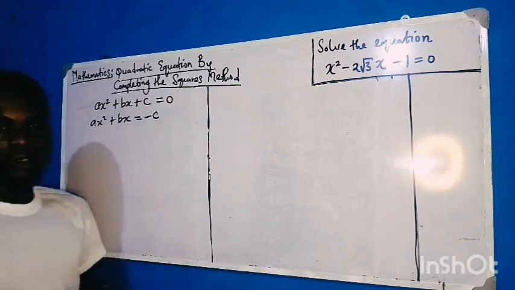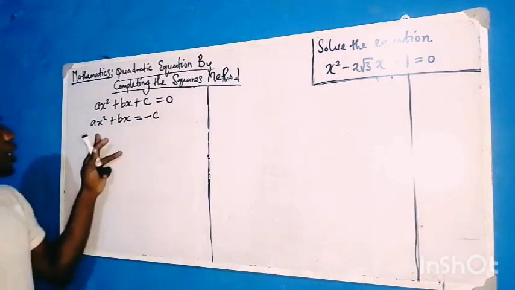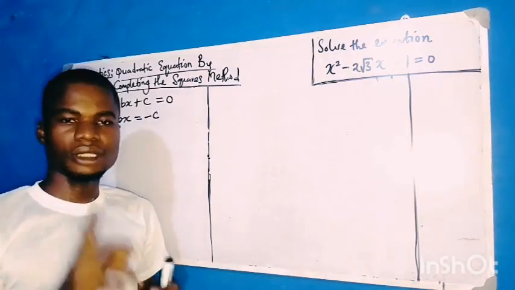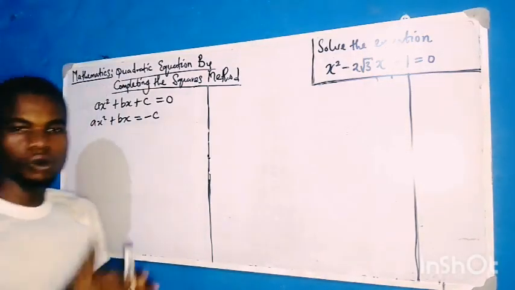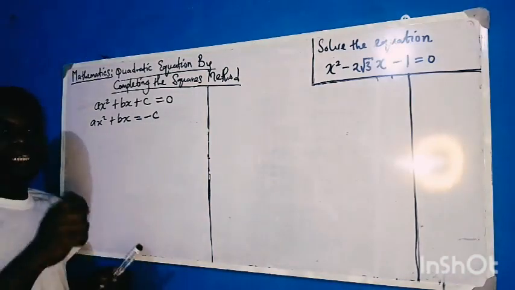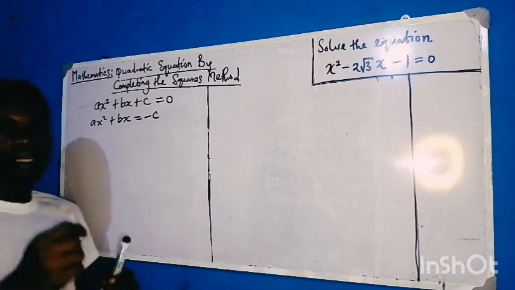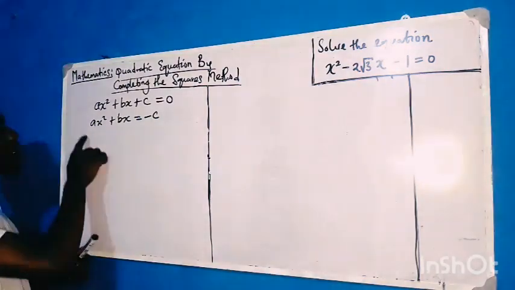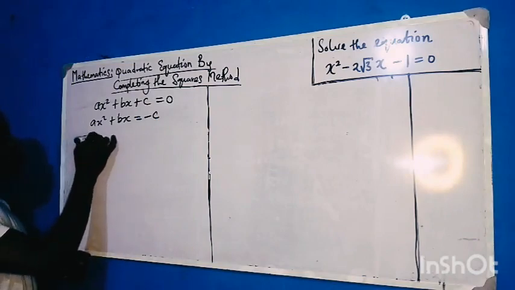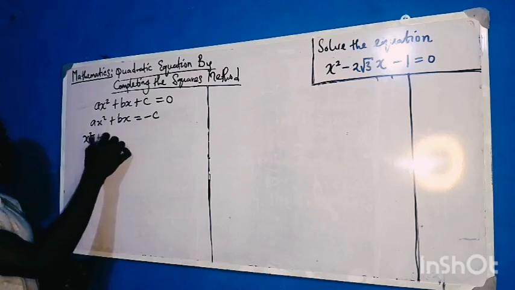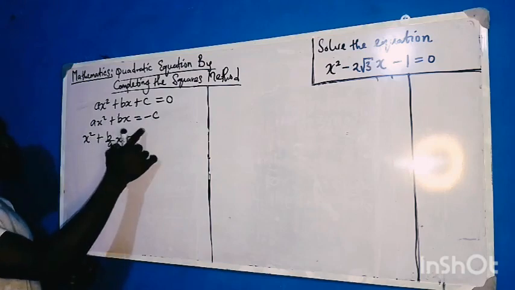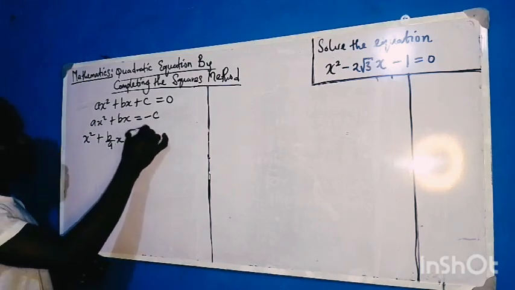After that, what else do you do? You make the coefficient of x squared unity, that is to say, make the coefficient of x squared 1. And how do you make the coefficient of x squared 1? Divide each term by the coefficient of x squared, which is a here. So if I divide this by a, I'm going to be left with x squared plus, divide this by a, I'm going to have b over a x is equal to, divide this by a, I'm going to have minus c over a.